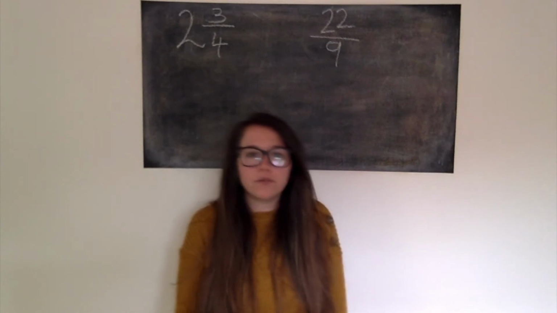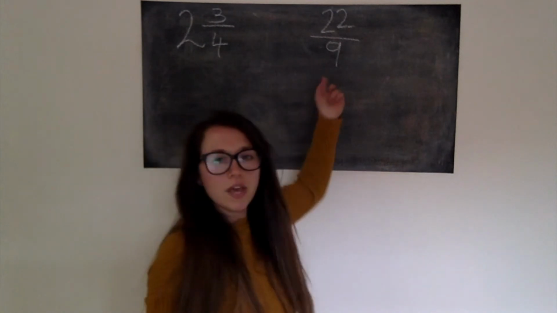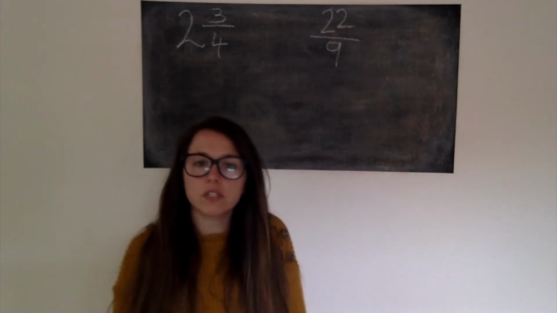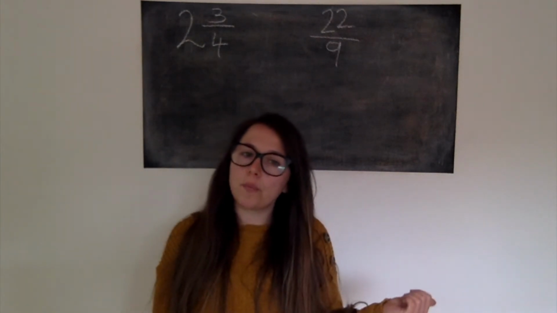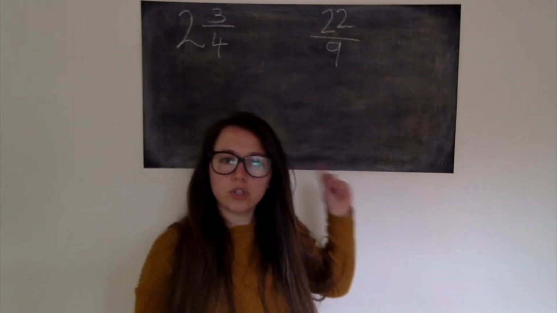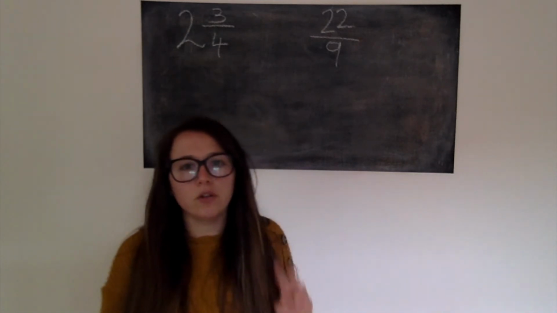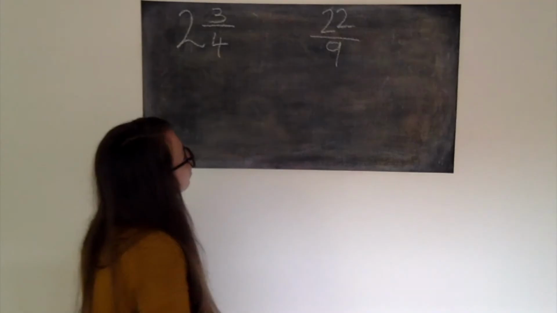Time to pause the video for you to have a go on your own. Two fractions that you have are 2 3/4 and 22/9. Remember, there's lots of steps to go through, so if you need to go back and have a look, then please feel free to do so. But remember, your two types of fraction need to be the same. That's your first step. Then look for your common multiple.